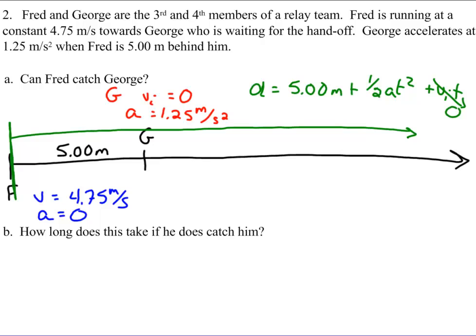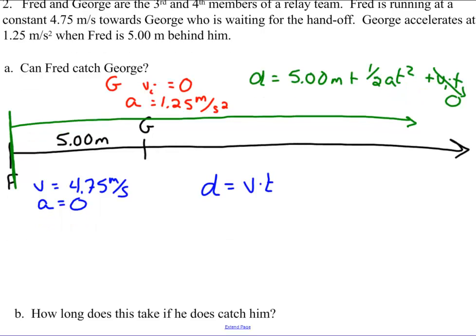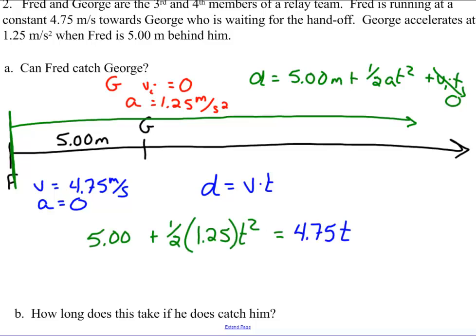Fred's displacement equation is going to be just his constant velocity times time, so just v times t. We're going to set them equal to each other to see if Fred does catch George. We have to answer the second question here before we can answer the first question. So we're going to set the equations equal to each other. Again, we're going to rewrite it so that we got a quadratic.